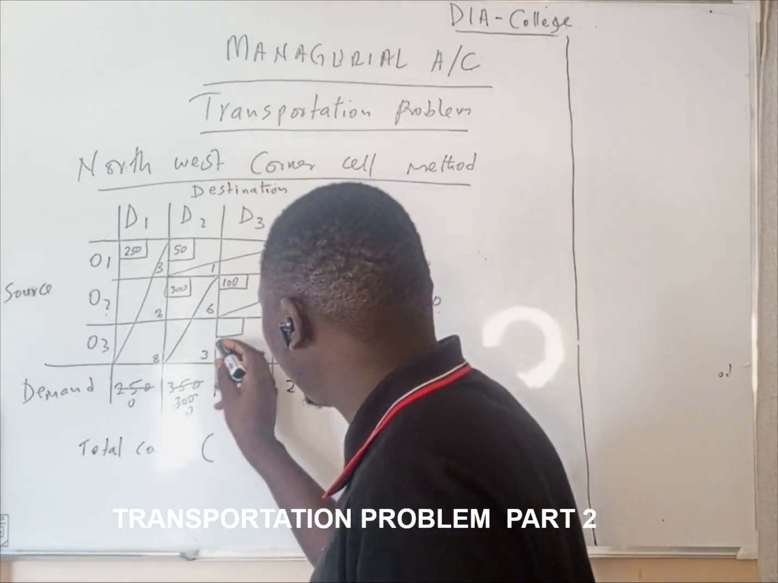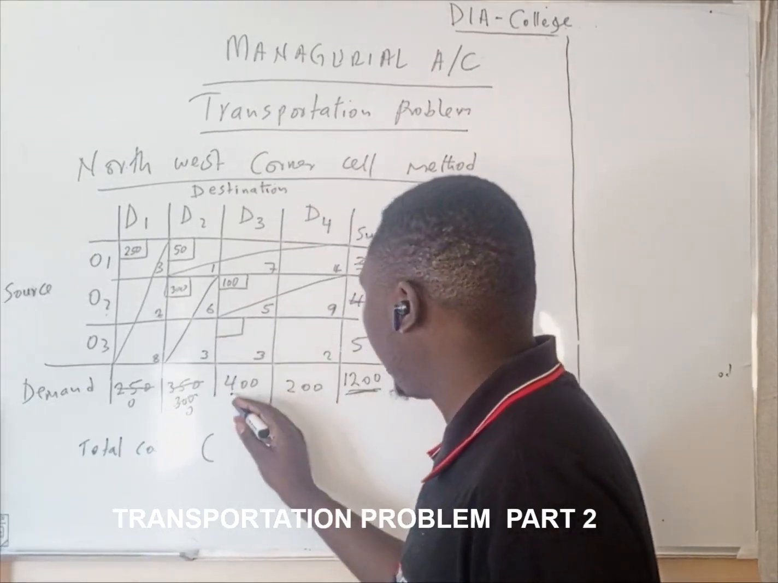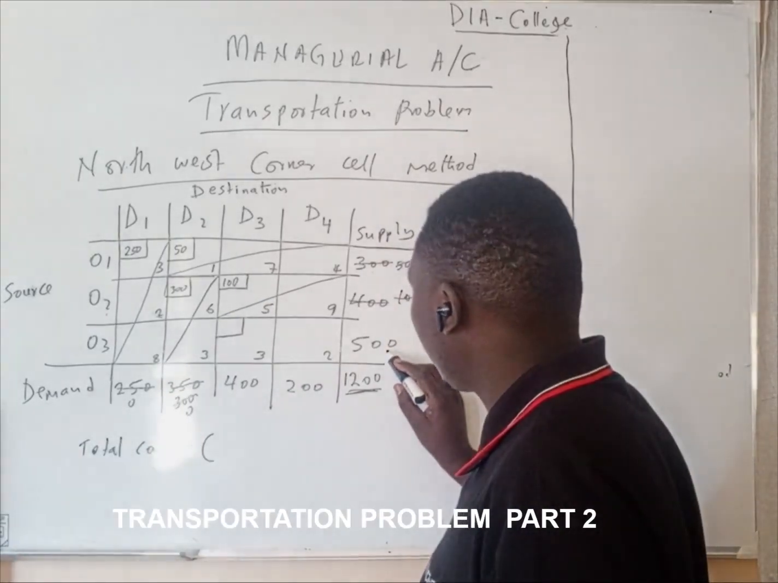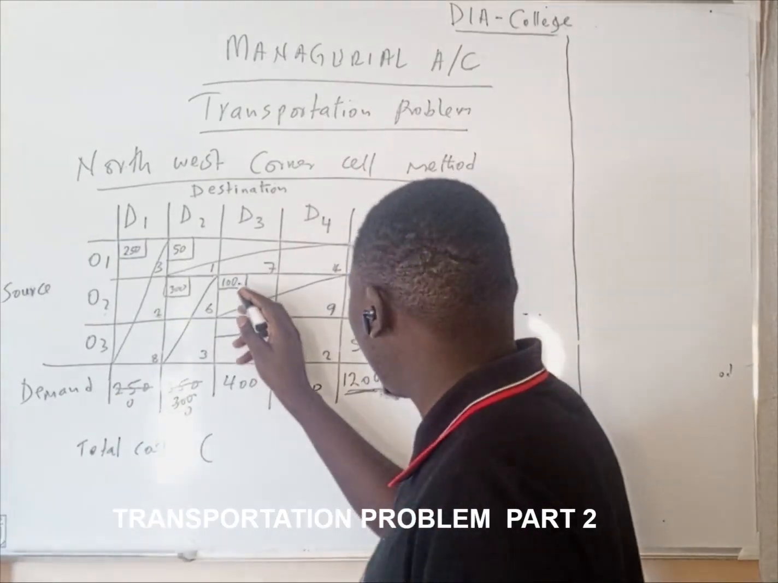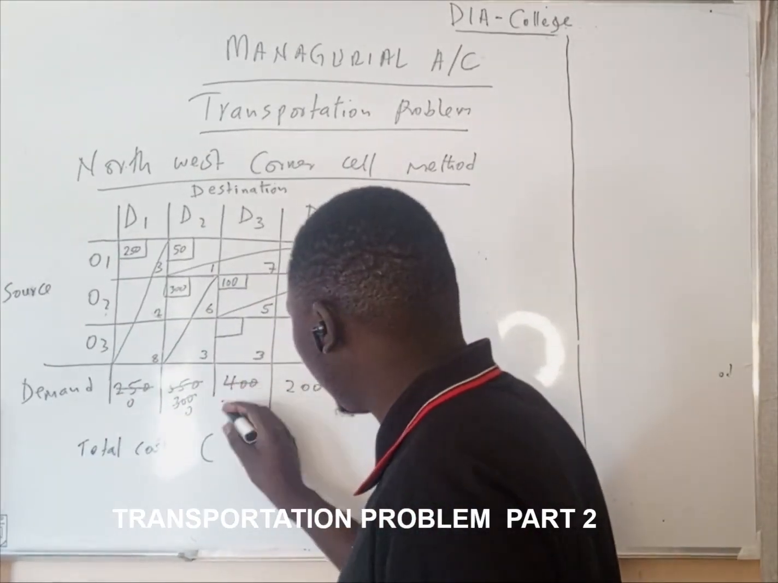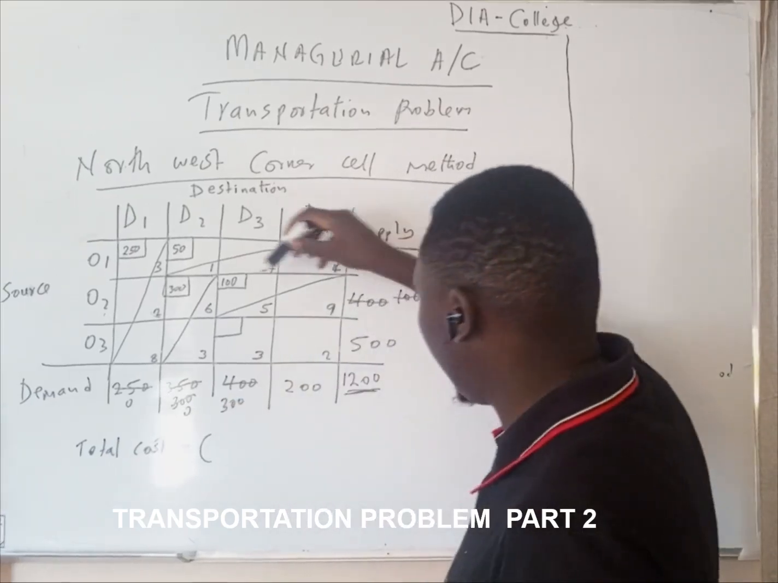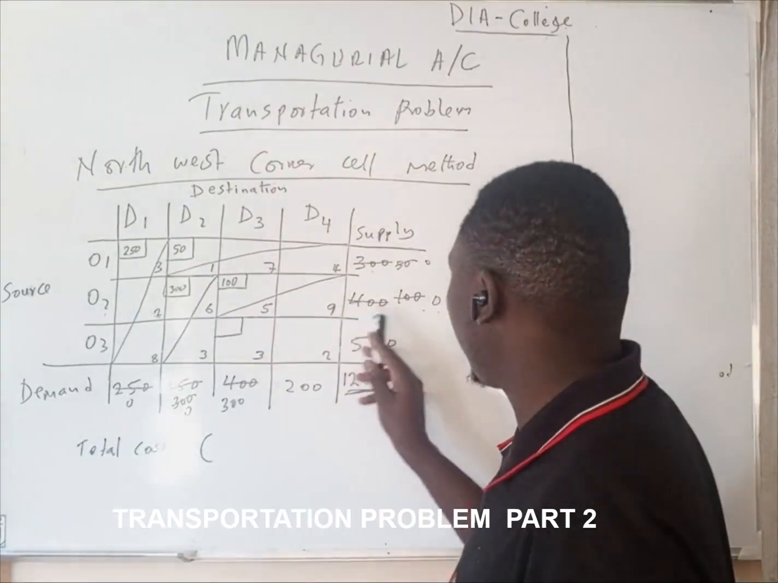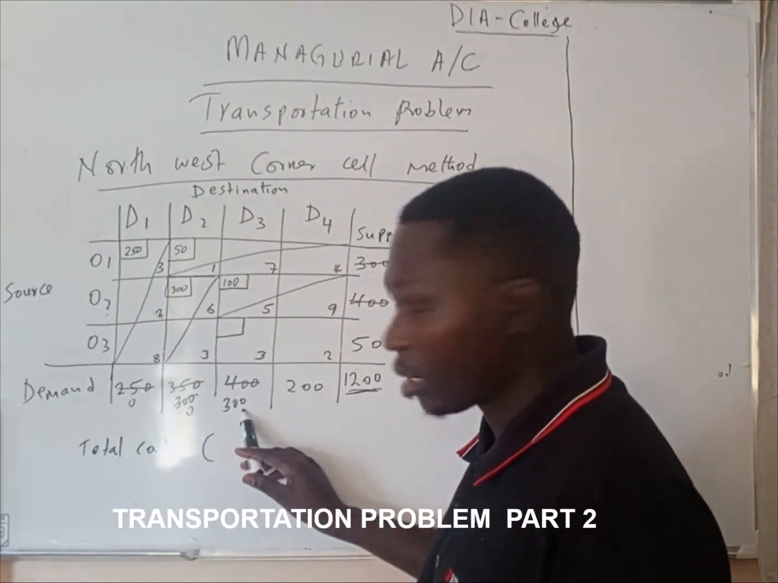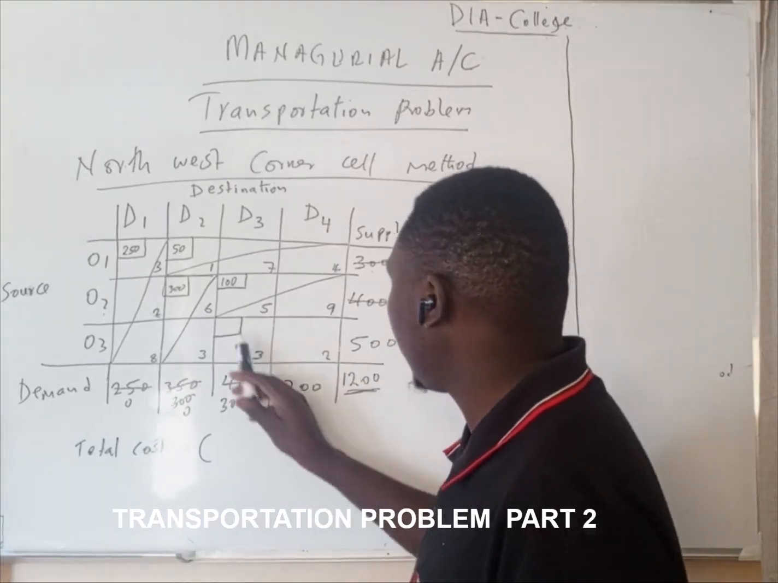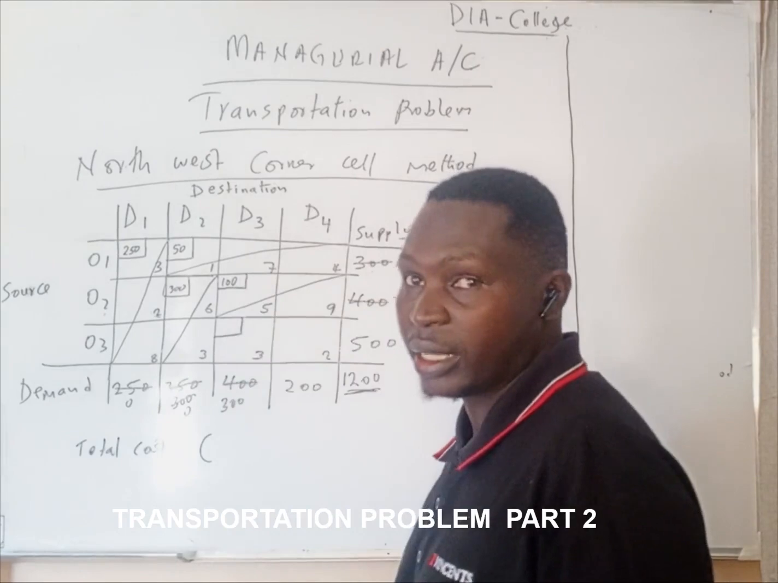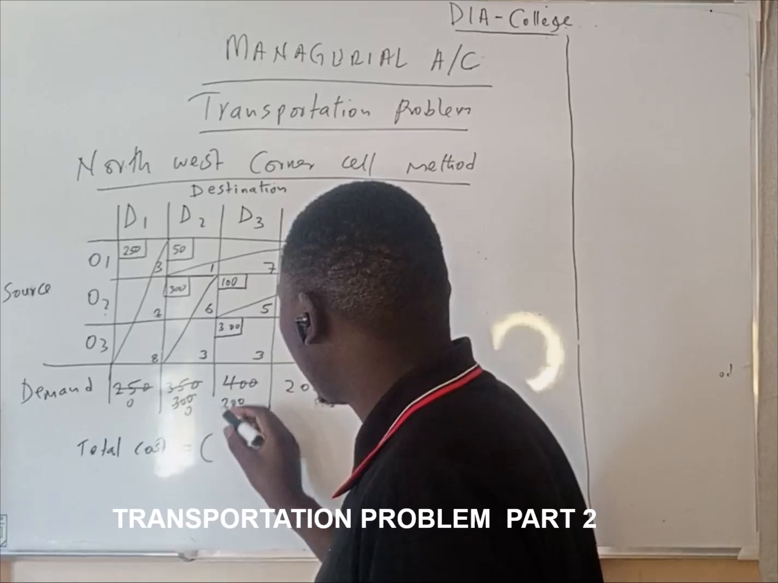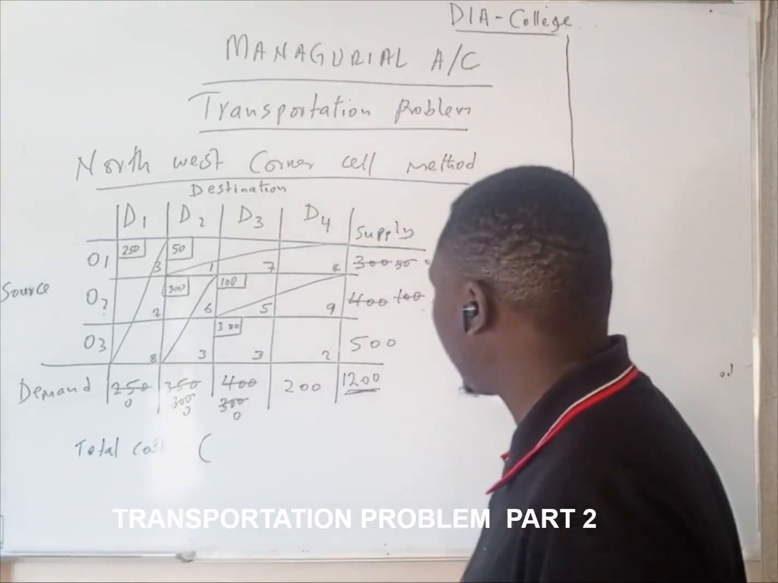I allocate again. It needs 400. Availability here is, sorry, this one is not 400. I forgot we did this. This one is supposed to be 300. Remember that we had allocated 100 here in destination 3, so what was remaining is 300. That means now we only need 300 to fully satisfy destination 3. So I will allocate 300 from this, and I have fully supplied that destination.